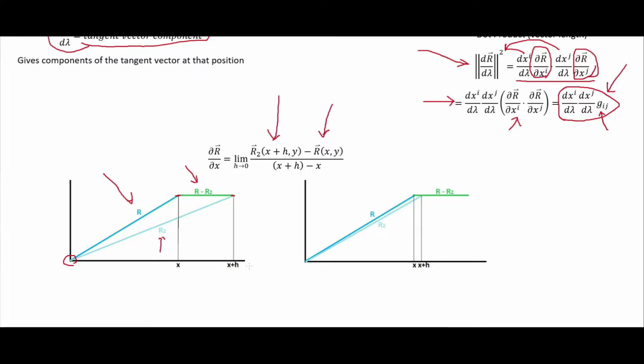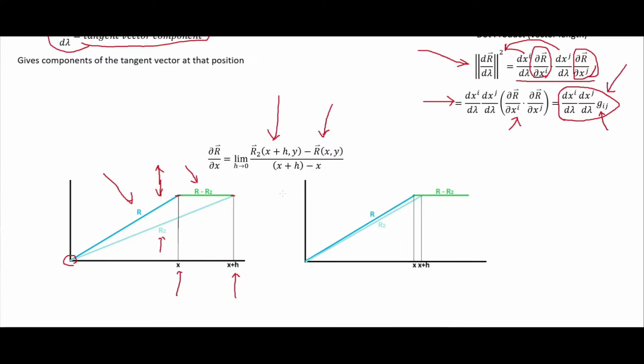So r is a function of x and y, because we're looking at just the change in x here. So we have our x and our x plus h here. We're not changing up or down here. So this is just looking at the x, but you could do the same thing for the y as well.